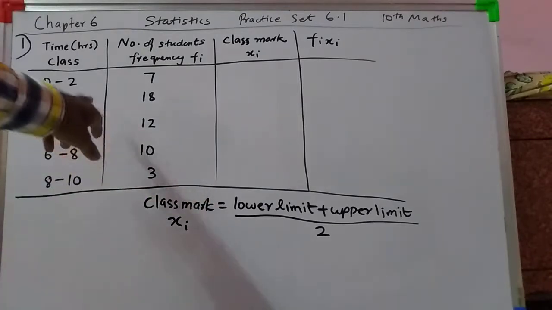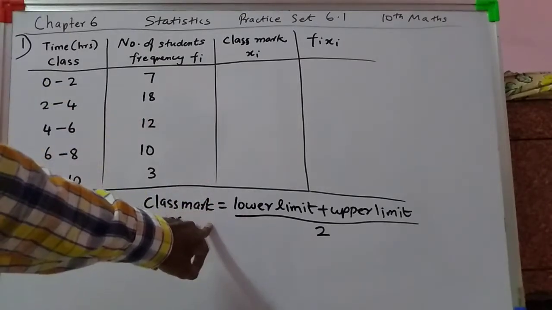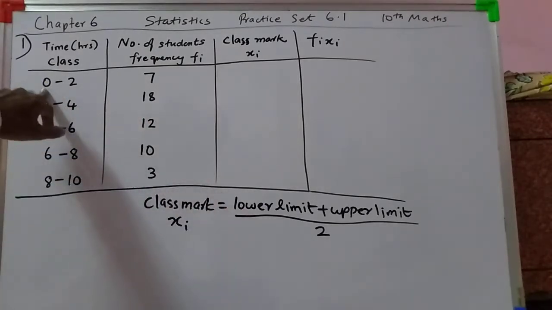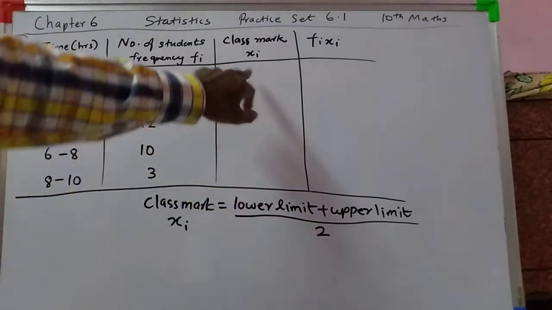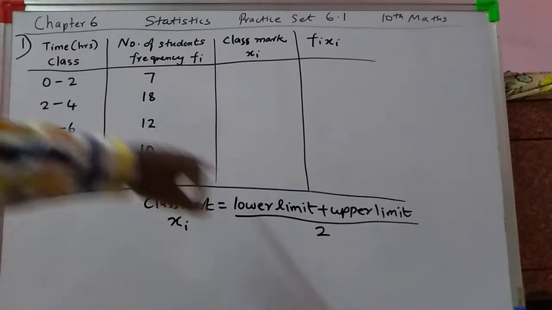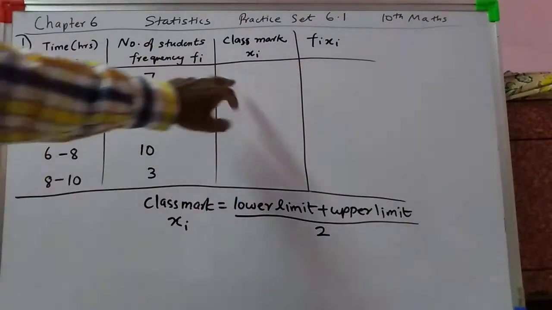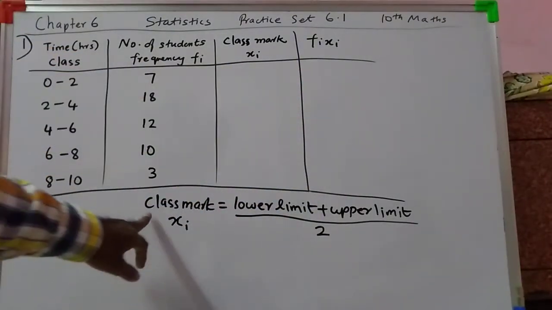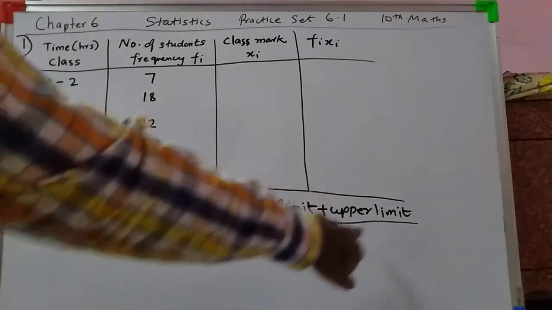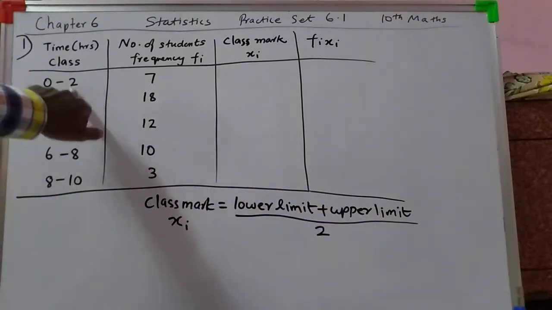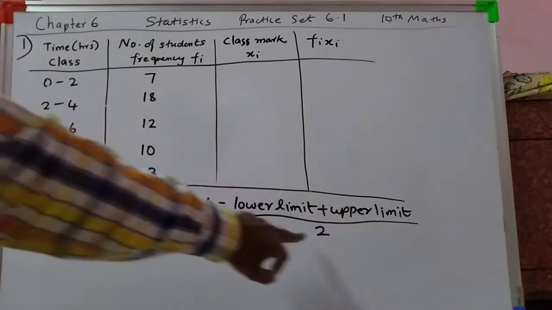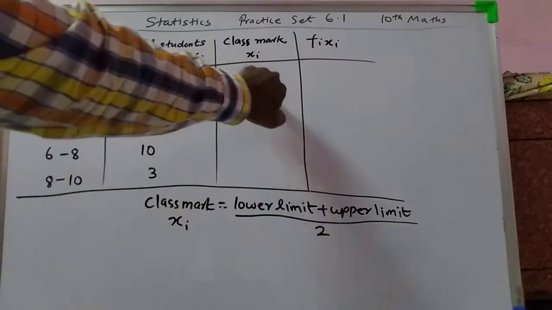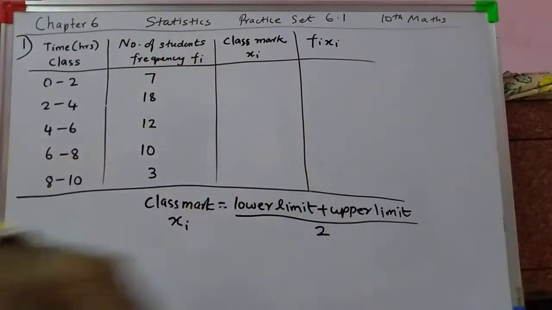So first we'll see how to calculate class mark. Class mark formula is (lower limit plus upper limit) divided by 2. That you have to calculate here, for each. So this is the class mark. Lower limit is 0, upper limit is 2, divided by 2. That we have to write it here.